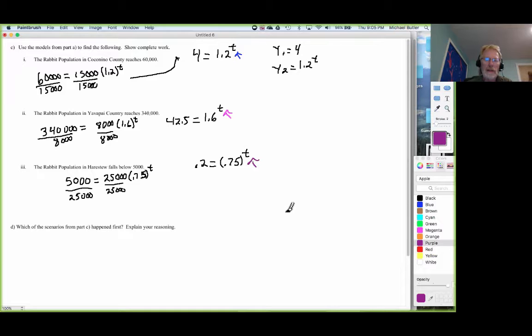And it should have something to do with that b, with that growth rate. I'm suspecting, you guys probably haven't done it yet, but Yavapai probably got there pretty fast because 1.6 for a base is pretty big. But I'll let you chew on that one and see what it is, okay?